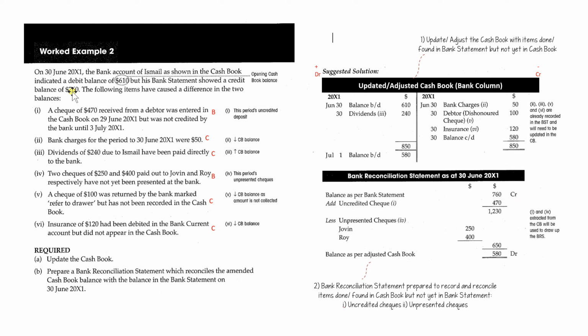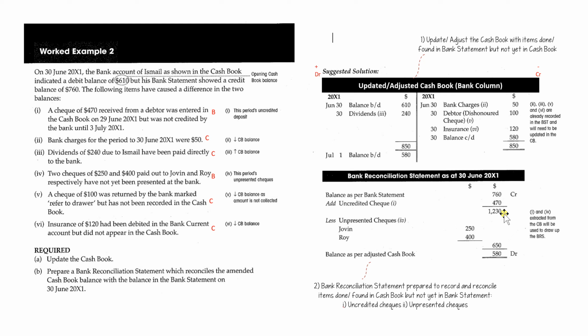We take a look at this one. A check received from debtor. This one, meaning to say we have already put it in the debit side of our bank account in the cash book. So the debit side will correlate with the credit side of the bank statement. So this one will be on the credit side. So add, because you see it's credit, and then you add uncredited check 470. And next, equivalent to 1230.